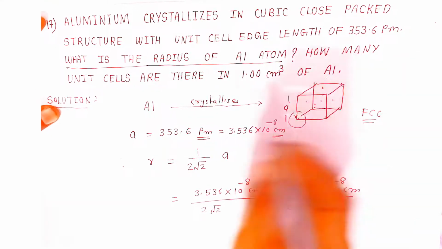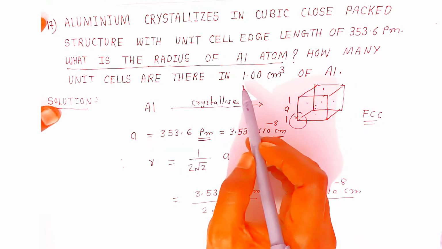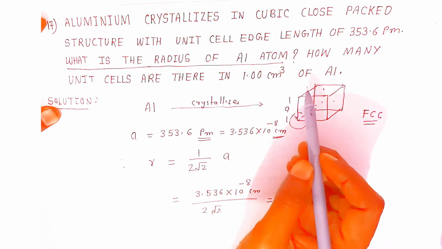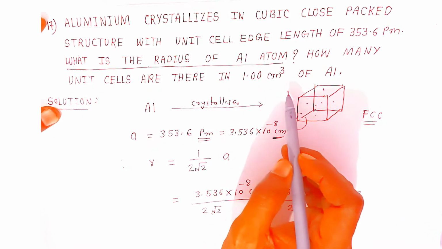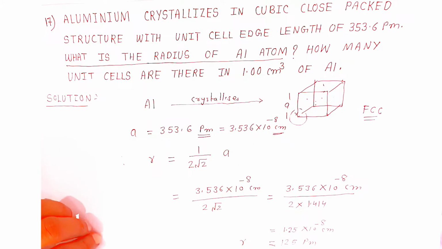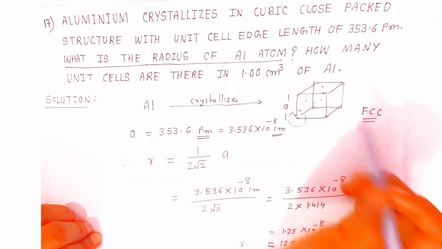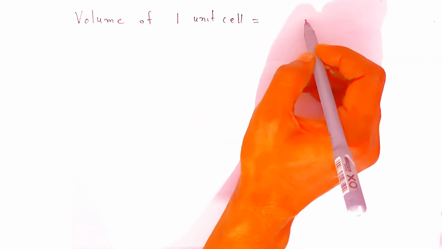Second question students: how many unit cells are there in 1.0 centimeter cube of aluminium? If the volume of aluminium is this much, how many aluminium unit cells will be there? Understanding? For that, what do you have to do? You have to find out the volume of the unit cell. So first you have to calculate the volume of one unit cell, that is nothing but side cube.